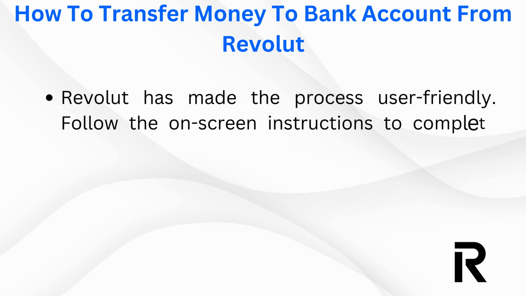Here's a handy feature. Revolut automatically saves the recipient's bank details after your first transfer. This means you won't have to enter them every time you want to send money. Convenient, right? And there you have it, a quick and easy guide on transferring money to a bank account from Revolut.